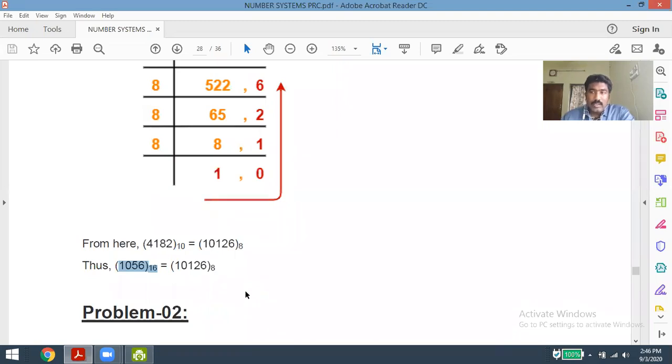Is it clear? How to convert any base to any other bases? Let us go for the other problem.